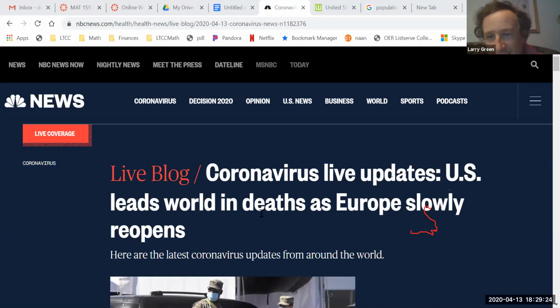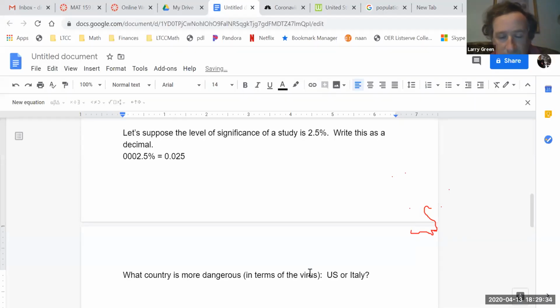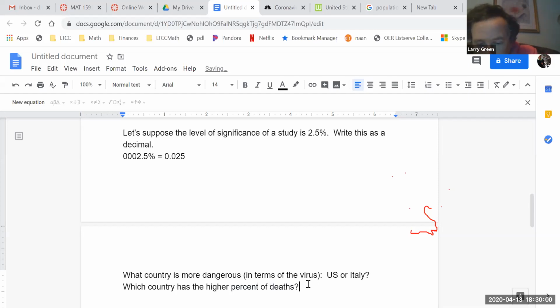So what you need is not more evidence, you need more numbers. Okay, so here's the real question, and let's go back. Another way of saying that is which country has the higher percent of deaths. It's not number of deaths, it's percent of deaths that matters. Is that clear? Well, how do you find the percent of deaths? Any ideas?